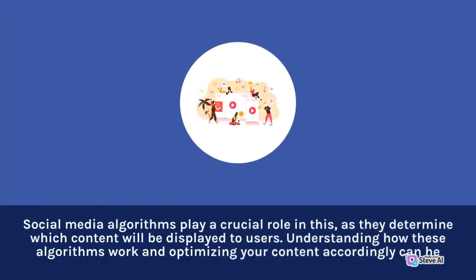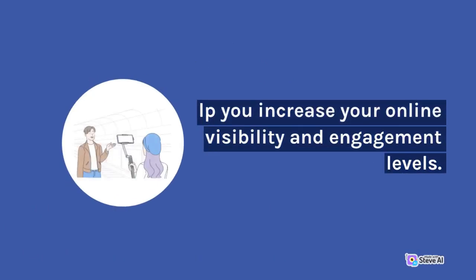Social media algorithms play a crucial role in this, as they determine which content will be displayed to users. Understanding how these algorithms work and optimizing your content accordingly can help you increase your online visibility and engagement levels.